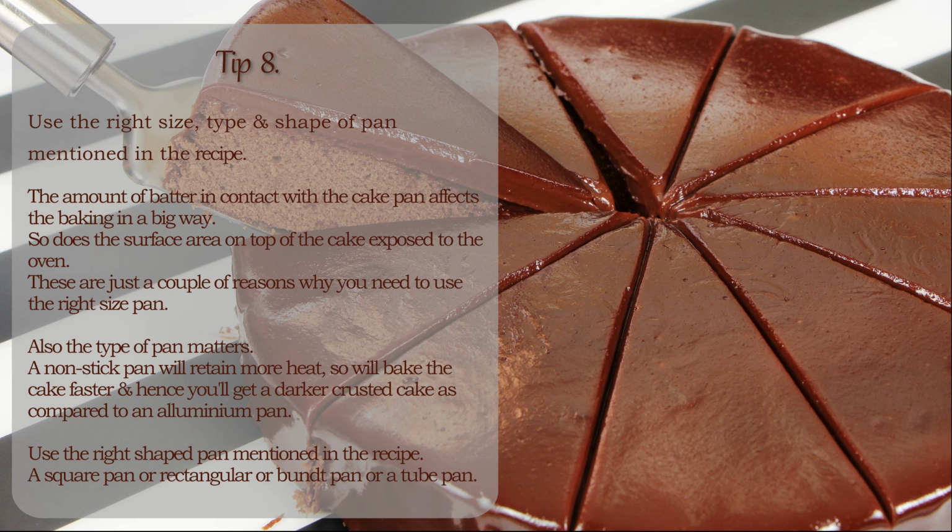A non-stick pan will retain more heat as compared to an aluminium pan. A non-stick pan will retain more heat, so it will bake the cake faster, and hence you'll get a darker crusted cake as compared to an aluminium pan. Use the right shaped pan mentioned in the recipe. A square pan or rectangular or bundt pan or a tube pan.